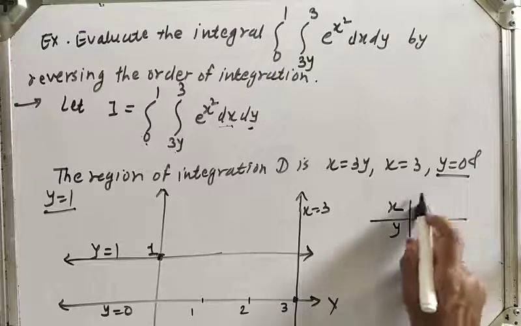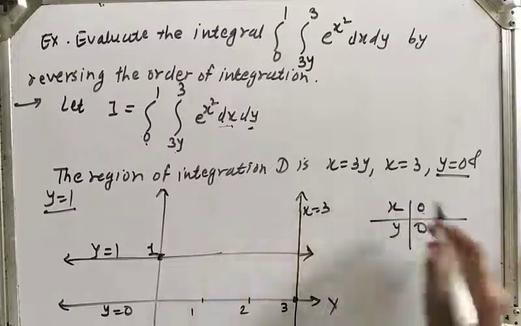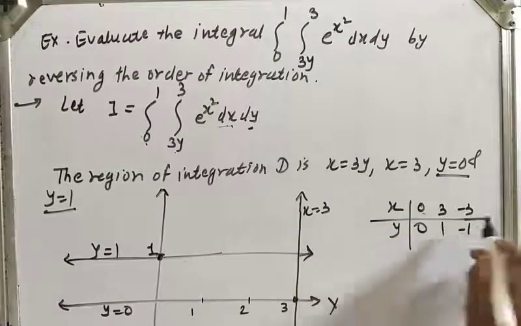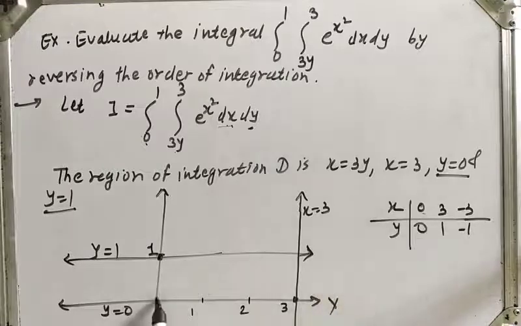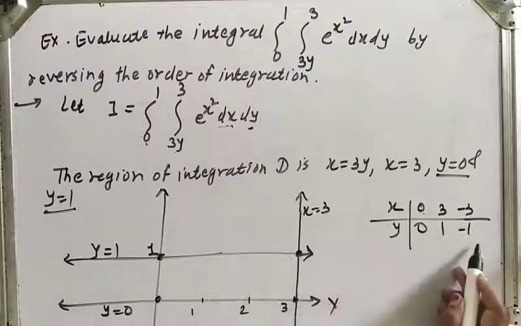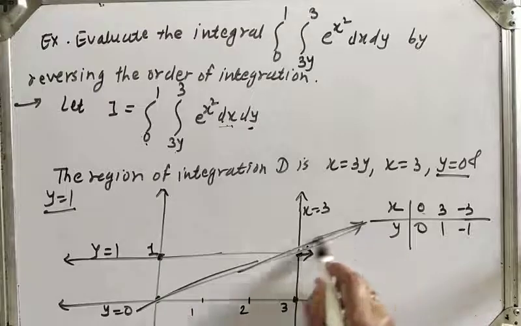When y is 0, x will be 0. When y is 1, x is 3. When y is minus 1, x is minus 3. Means points are (0, 0), then (3, 1) and then (-3, -1), somewhere between here. So we will join these points. This is a straight line.